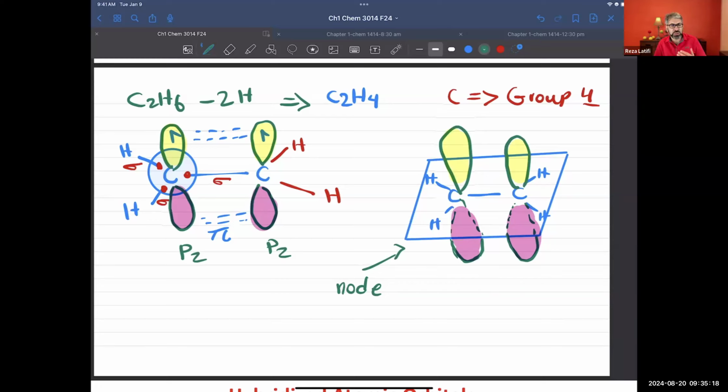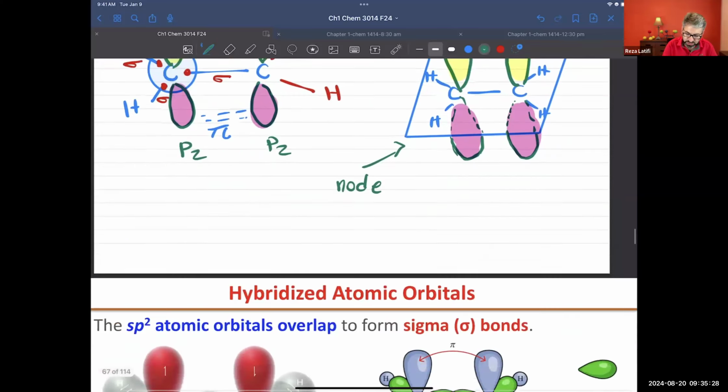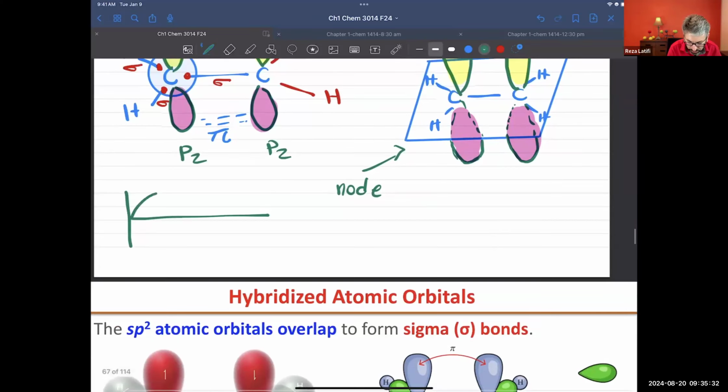So what's a node? A node is a place or surface that, whenever you pass it, the sign of the orbital must change. And reminder, we're talking about a wave. This is positive, negative. Wherever the sign is changing, we say we are dealing with a node.